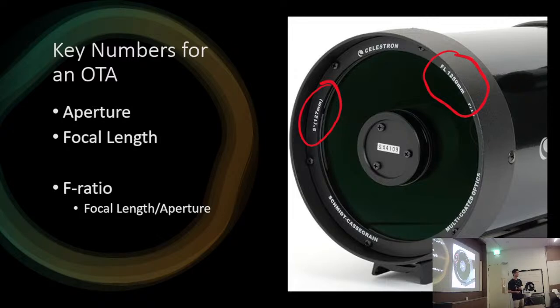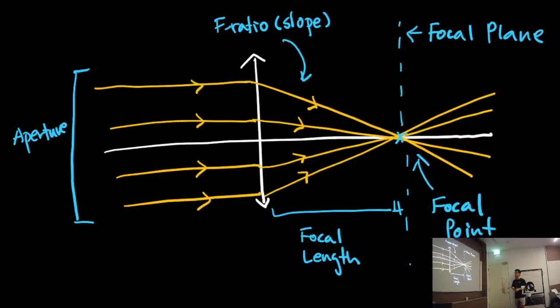Moving on, some key numbers you need to care about for the optical tube assembly. Honestly, there are only two numbers: aperture and focal length. Intuitively, it's very easy to understand. Aperture corresponds to how wide this part is, and focal length is how long. From these two, we can calculate what's known as the focal ratio, which is the focal length divided by aperture, which you can think of as telling you how speedy this optical system is at focusing the light, right?